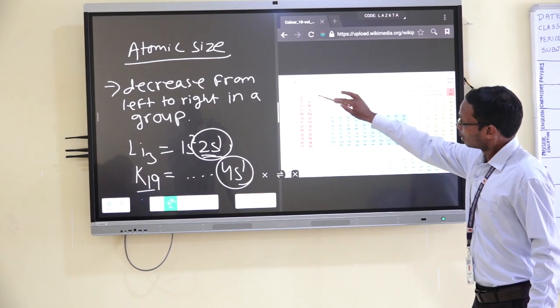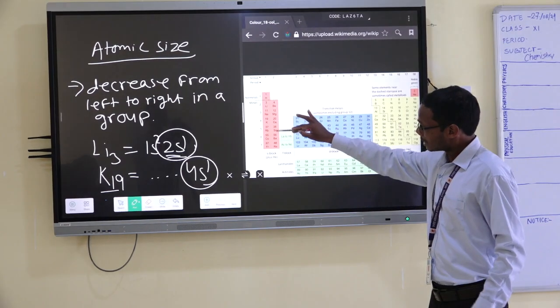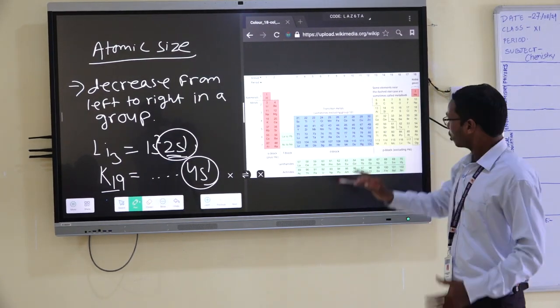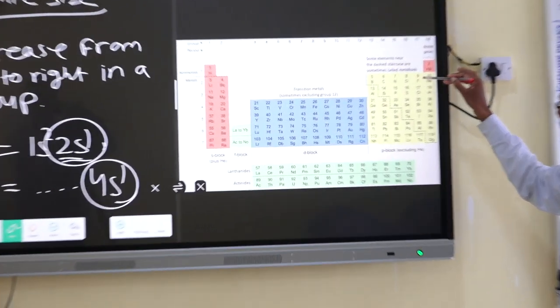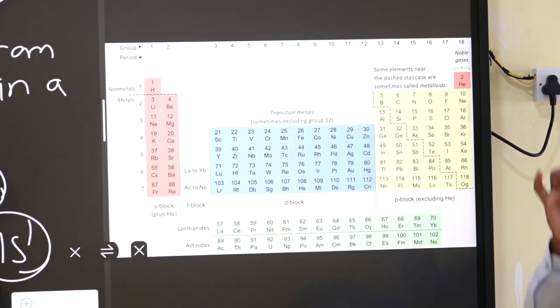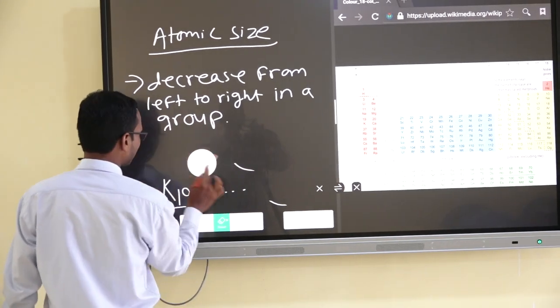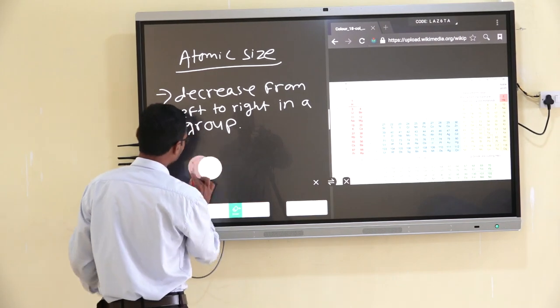So in a group, H, Li, Na, K, Rb, Cs, Fr, Be, Mg, Ca, Sr, Ba, Ra. Consider any group. Consider this group also: fluorine, chlorine, bromine, iodine, astatine, the halogen group. If you consider any group, then what happens? Atomic size increases from top to bottom.